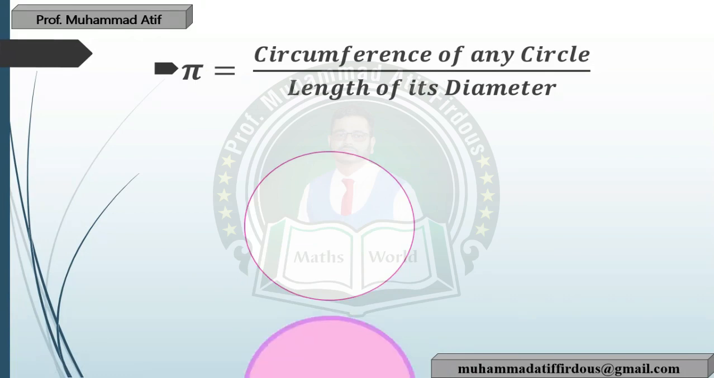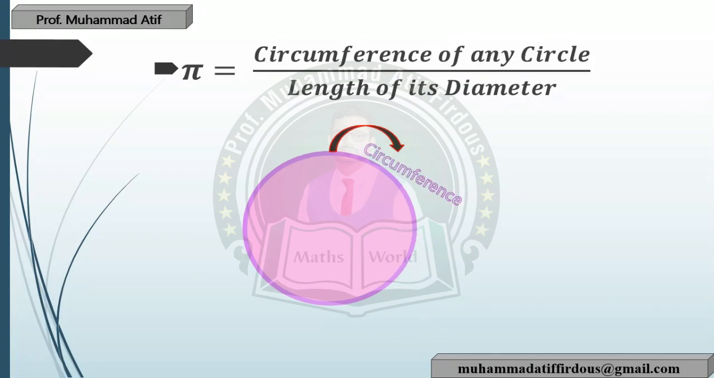The boundary of that circle is the circumference of the circle, and the line passing through the center of the circle is called the diameter, and the ratio between circumference and diameter is called pi. You can remember this as C and D, the alphabets CD. So the ratio between C and D is called pi. The simple definition, got it?